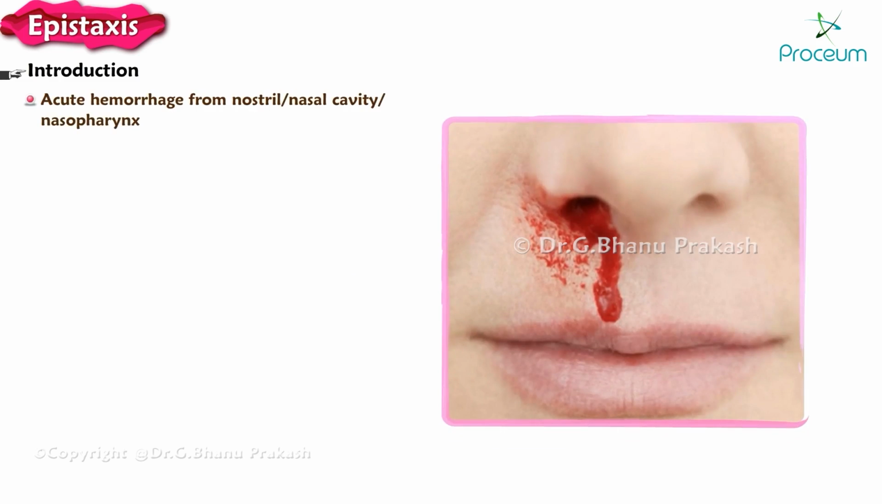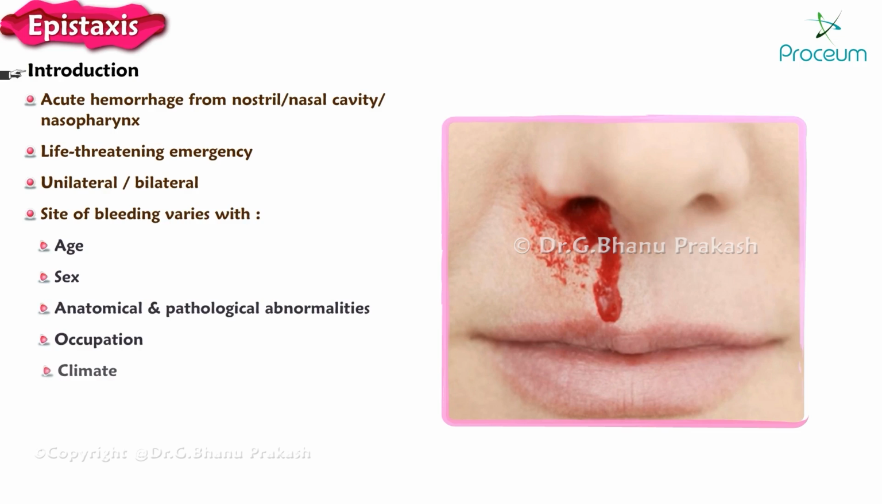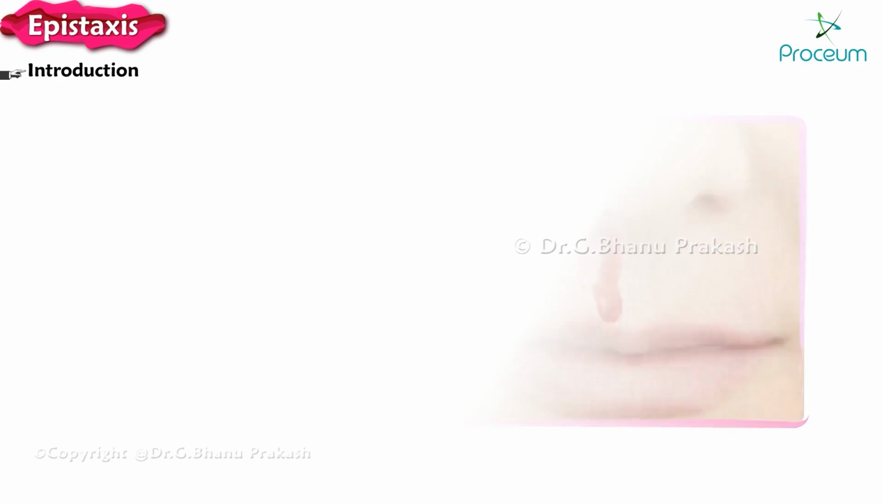Epistaxis. Introduction. Epistaxis is defined as acute hemorrhage of the nostril, nasal cavity, or nasopharynx. It's a very common condition that can present as a life-threatening emergency. Epistaxis can be unilateral or bilateral. The site of bleeding varies with a number of factors, including age, sex, anatomical and pathological abnormalities, occupation, climate, etc.